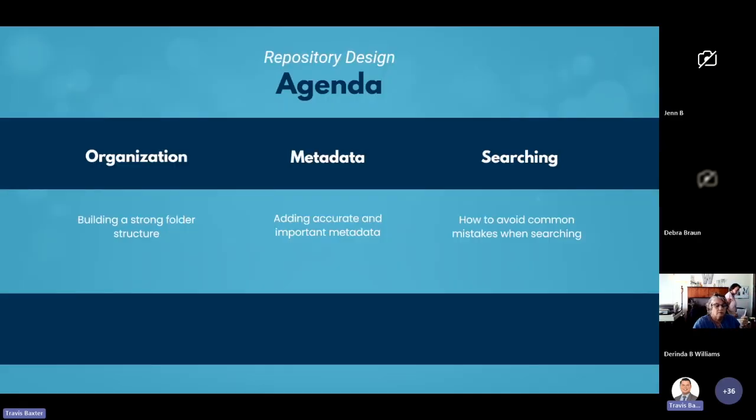Here's what we'll cover today. First, we're going to talk about how to organize your repository in a way that scales as your organization grows. Next, we'll look at metadata, what fields matter, and how to design them effectively. Then we'll go into search strategies, so you can find exactly what you're looking for. We'll also go over some of the most common mistakes and issues that people have when searching.